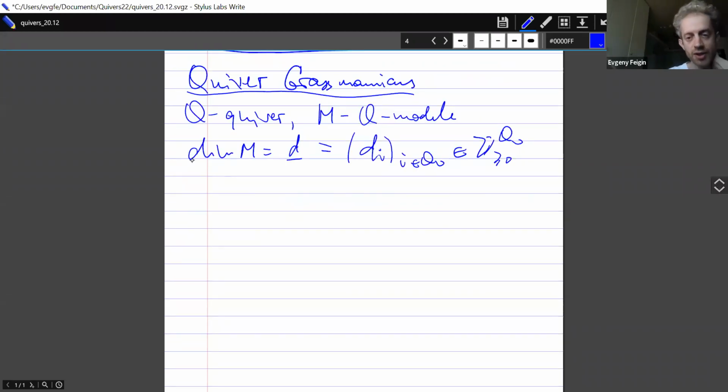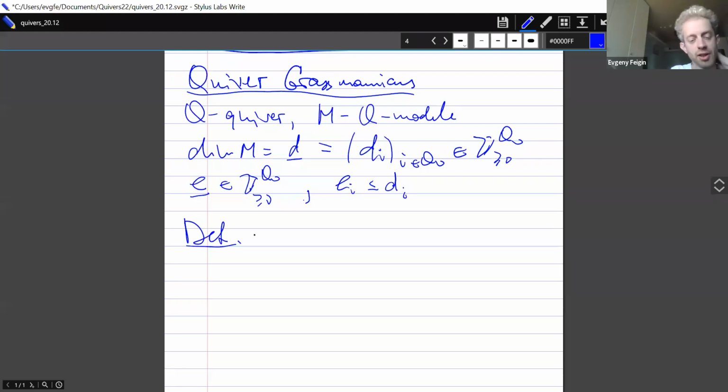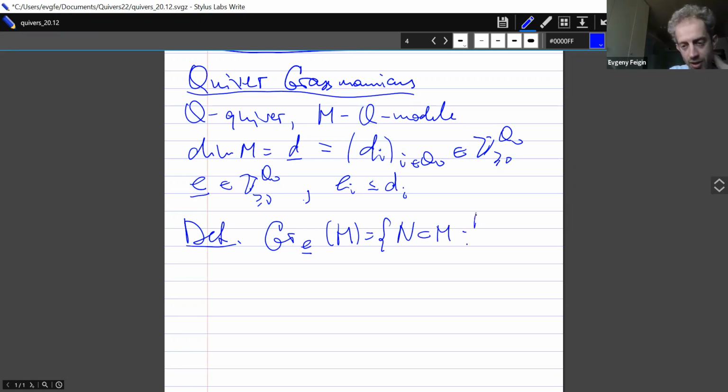Okay, so this is our data, and another piece of data is the dimension vector E, which is also an element from the same set with the extra condition that E_i has to be no larger than D_i. And then we put forward the following definition: the Grassmannian of E-dimensional subrepresentations of M is just the set of subrepresentations N in M, such that N is a Q-submodule, and the dimension of N is E.